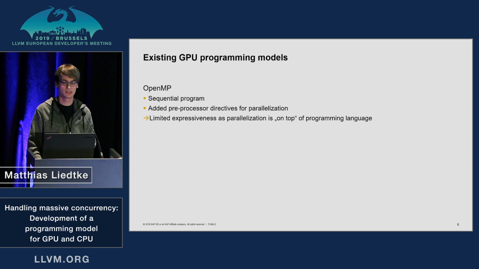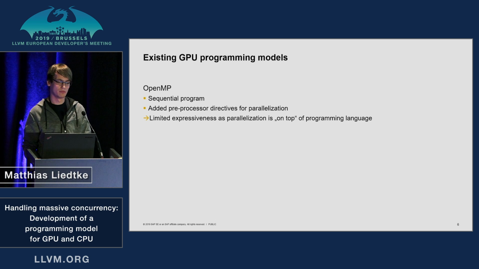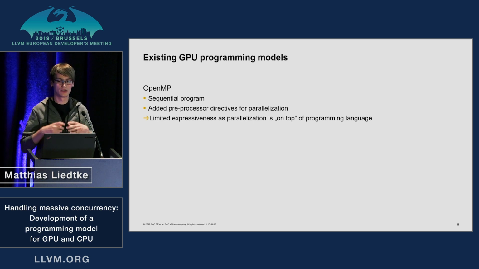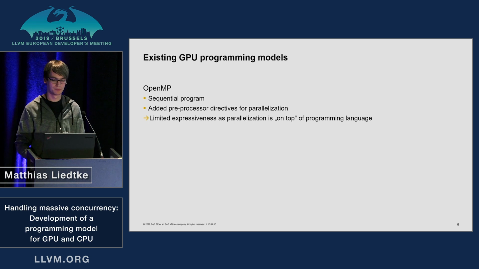Here are some existing GPU programming models we have taken a look into. First of all, OpenMP. You typically have a sequential program, so you have loops and all that, and you add simple preprocessor directives that specify how to parallelize this program which isn't parallelized. For our use case, it wasn't fitting that well because of the limited expressiveness, as the parallelization was added on top of the general logic. You've written your program in a sequential way.